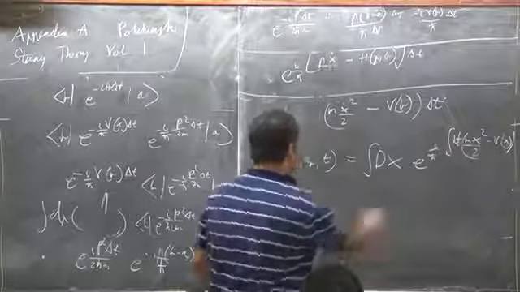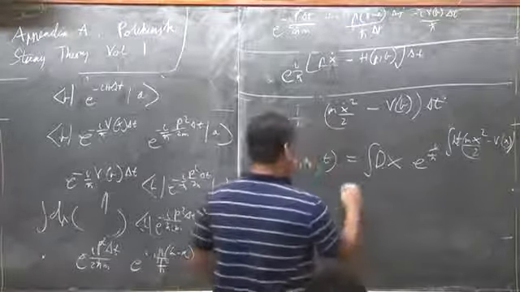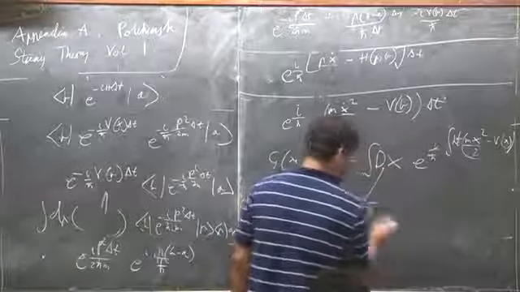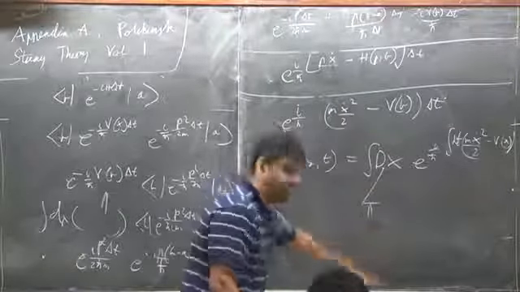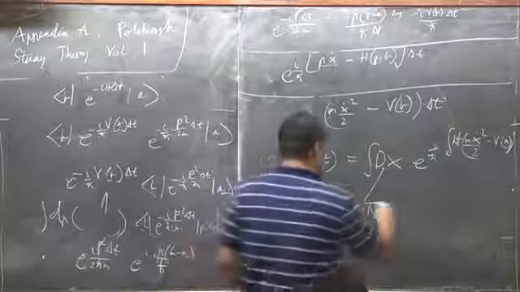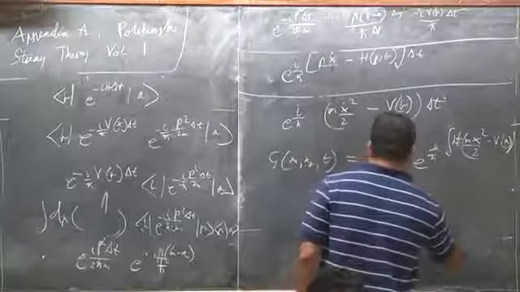What does this dx mean? This dx is just a product, because it came from the product formula: dx1 to dx n minus 1.